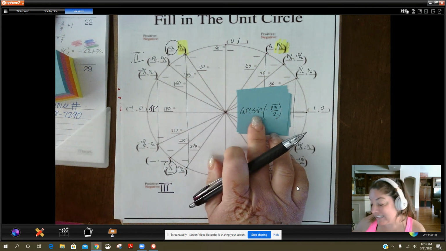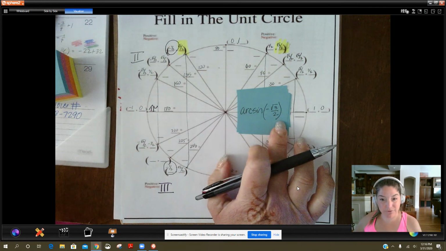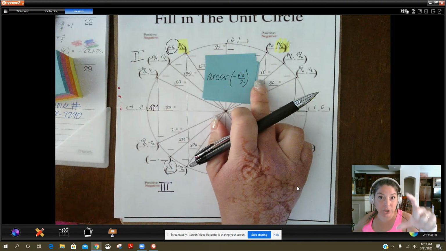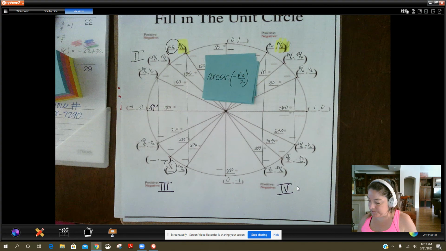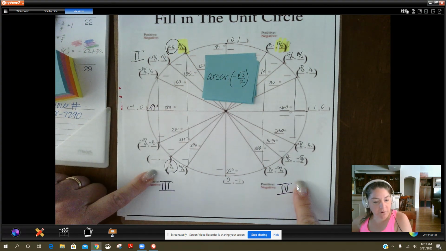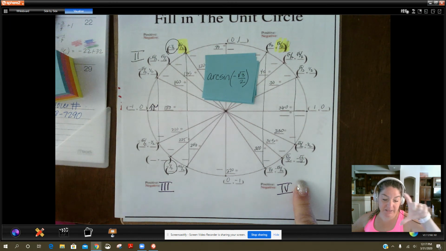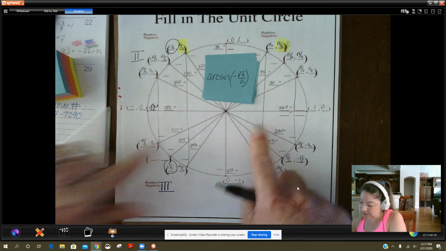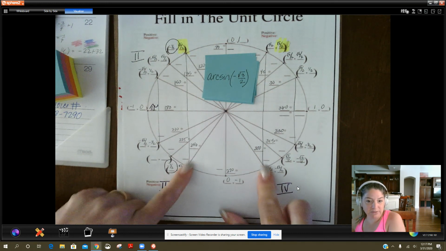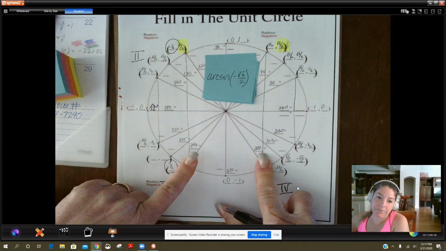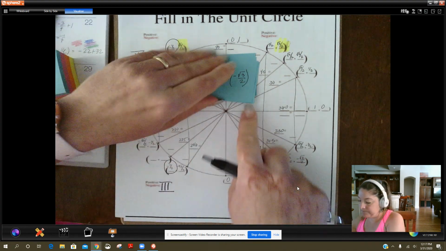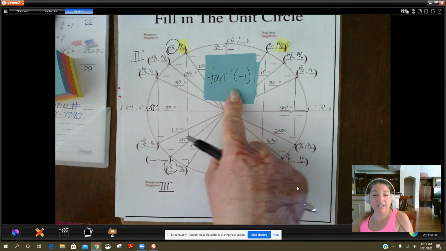When is the sine -root 3 over 2? So when is the y value the longer side of the triangle? Okay, so my y value is going to be negative in quadrants 3 and 4. And again, I want it to be the longer side. And so I'm looking for these angles that are down here. So it's either 240 and 300 or 4 pi over 3 and 5 pi over 3. Okay. All right, let's get a little bit hairier.